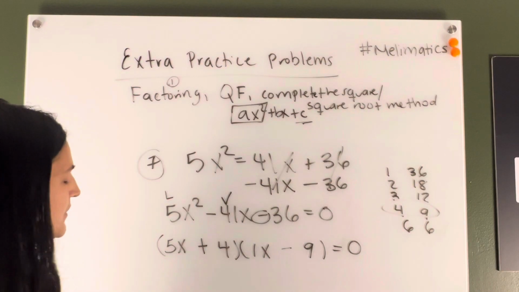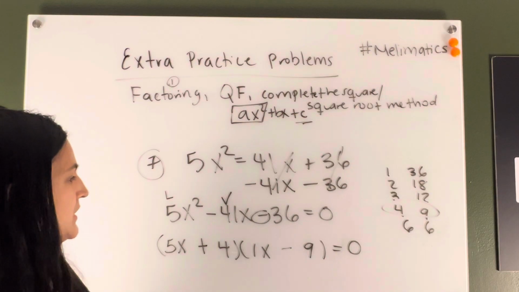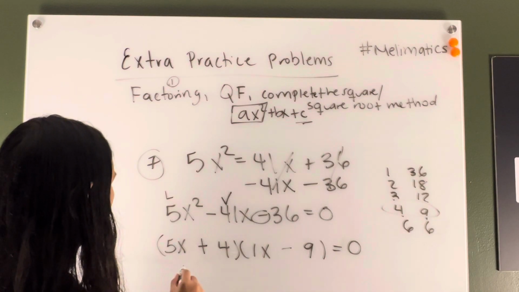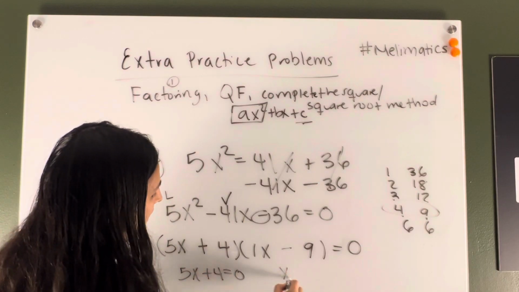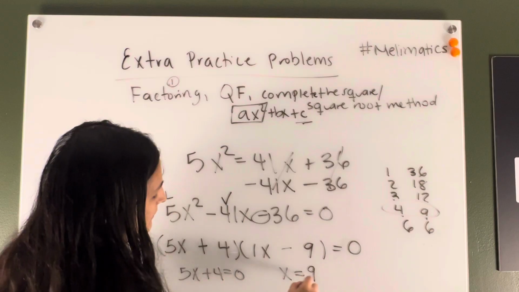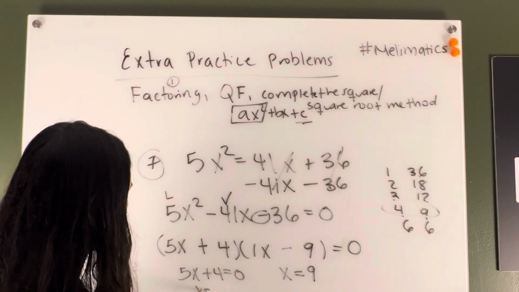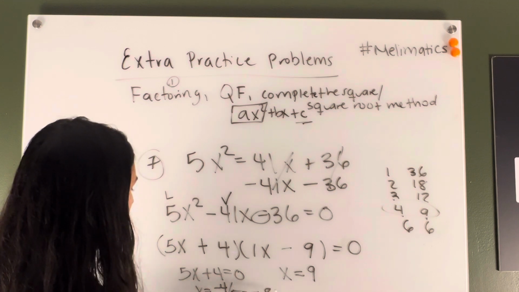Quadratic would give me the same answer, but I wouldn't want to do quadratic with these big numbers. And I don't see a GCF, unfortunately. Okay, so now let's finish solving. It's either going to be that 5x plus 4 equals 0, or that x equals 9, because x minus 9 equals 0. Alright, so here we have both of our answers. And it's nice when we take our time.